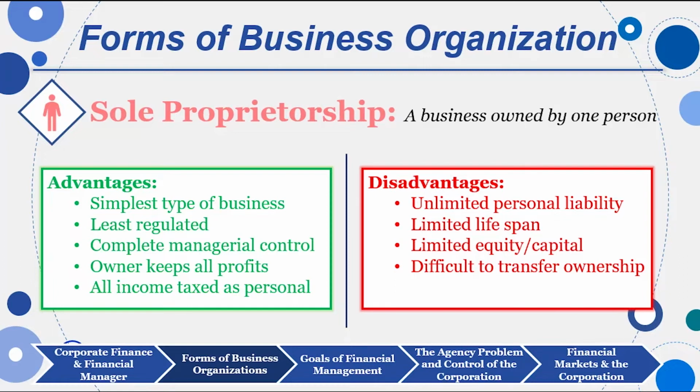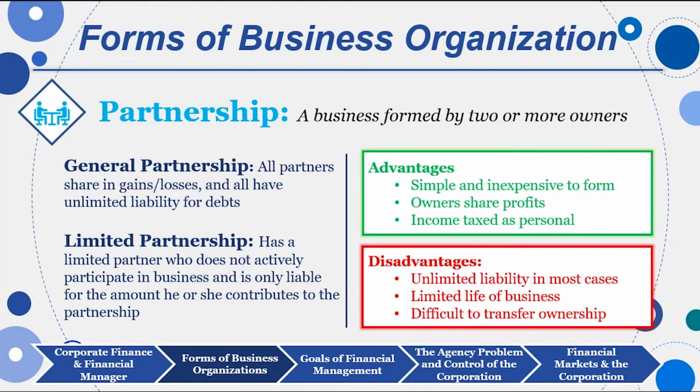Disadvantages of the sole proprietorship are unlimited personal liability. So if there's a problem with your product, you can get sued. Limited lifespan: when you lose interest in the project or the product, the company basically folds. Limited equity: the equity or capital available to the organization is your own personal wealth. And it's tough to transfer ownership if you have just a sole proprietorship.